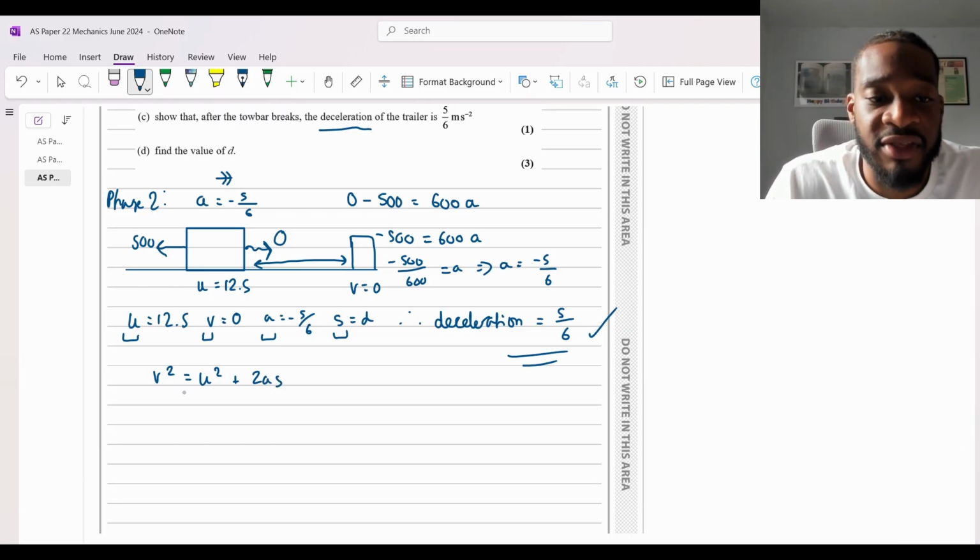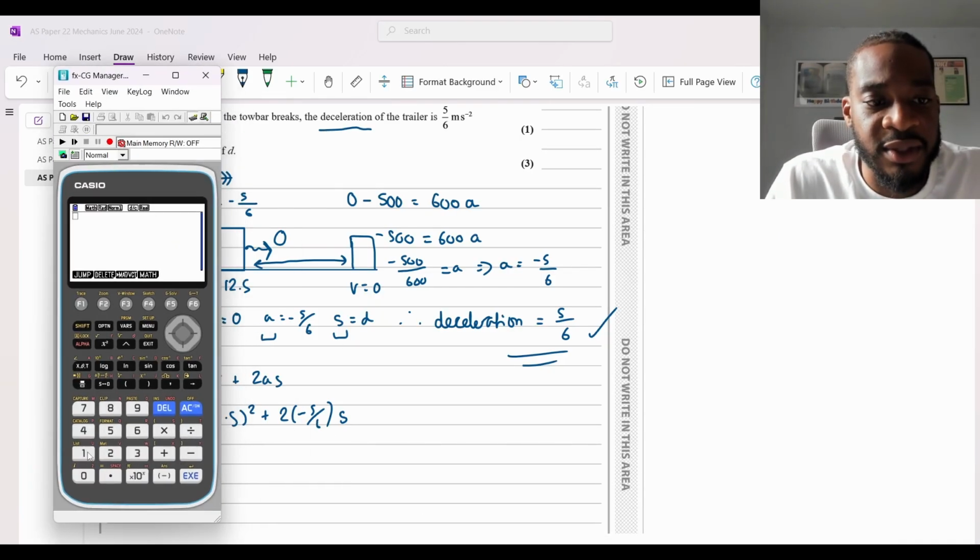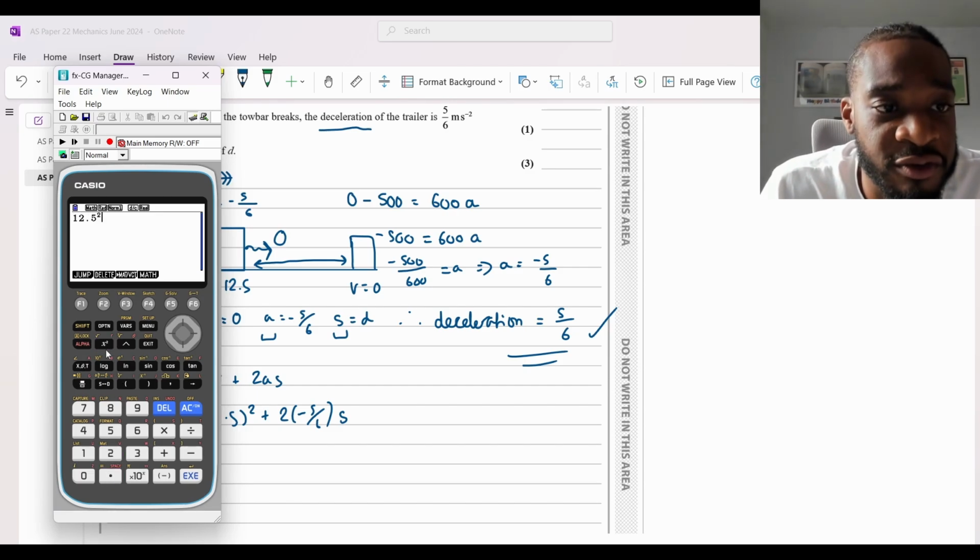Now we're just going to plug in everything. So it's going to be 0 squared equals 12.5 squared plus 2 lots of a, which is minus 5 over 6, times s. So working that out, I don't know what that is, let me put it in my calculator. That's going to be 12.5 all squared. It's bigger than 144. That's what I know.